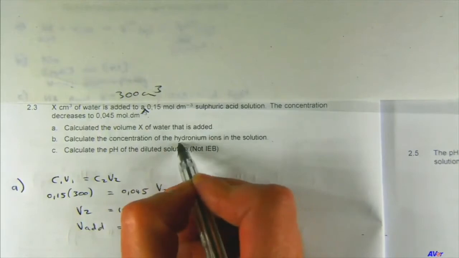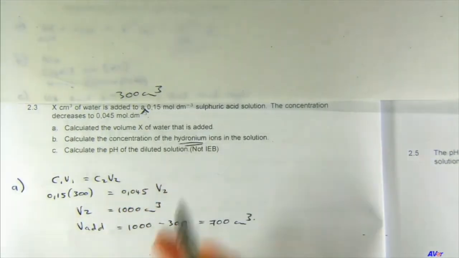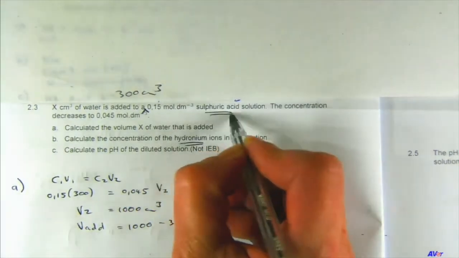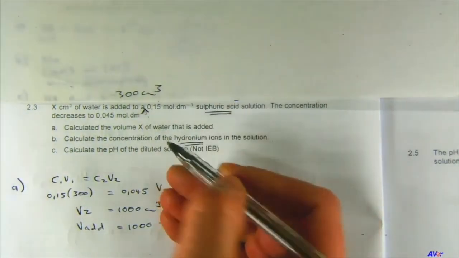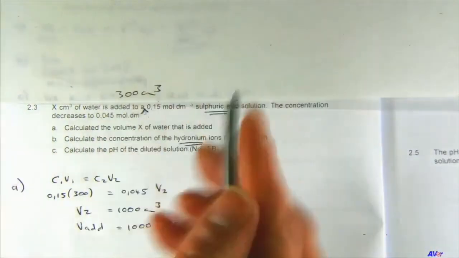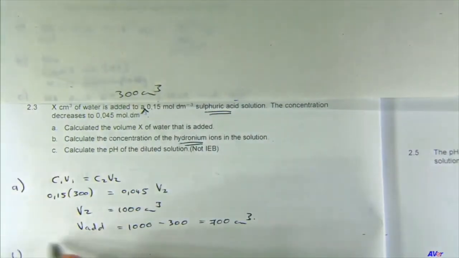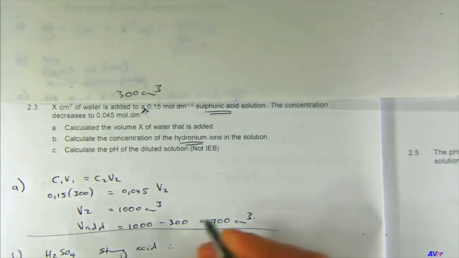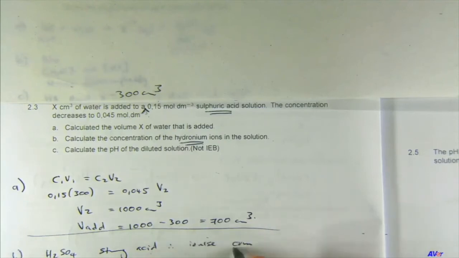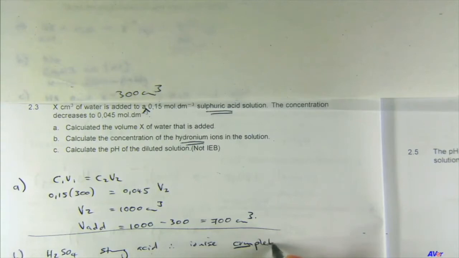I am asking for the hydronium ion concentration. They're giving me sulfuric acid. Now, whenever you change from one substance to another, you're supposed to have a ratio somewhere. So the first thing I'm going to say is, what do I know about H2SO4? It is a strong acid, and therefore I can assume that it will ionize completely.